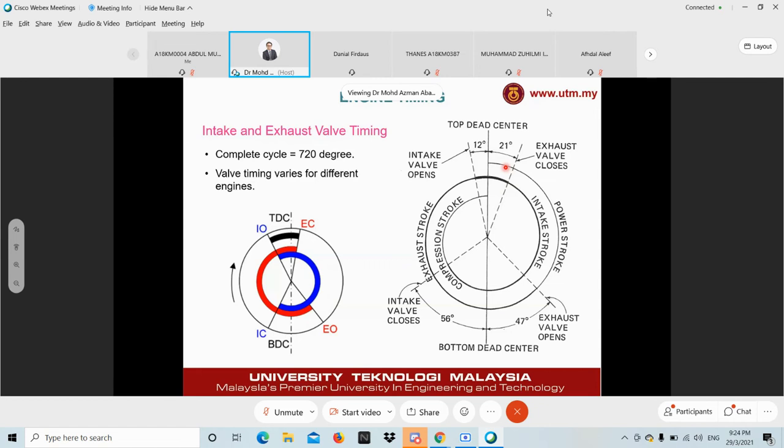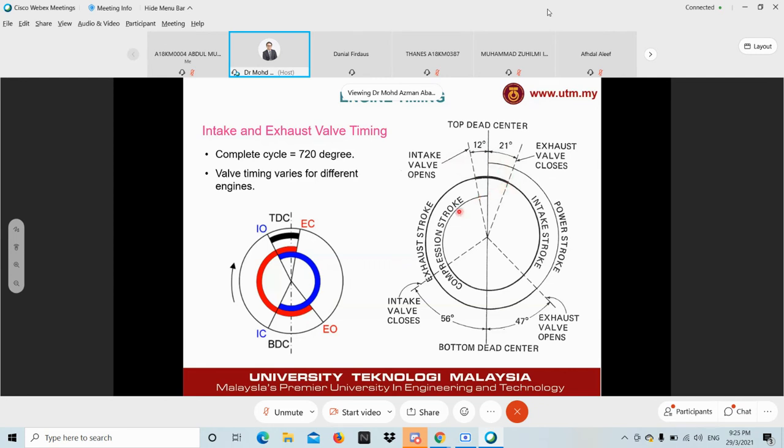So scavenging is one thing, but there's another reason why they purposely use overlap, which is what they call internal EGR. It depends on the manipulation of when the intake valve opens and the exhaust valve closes. Different values create different effects on how the gases flow. But there are two main reasons: one is scavenging, and the other one is internal EGR.